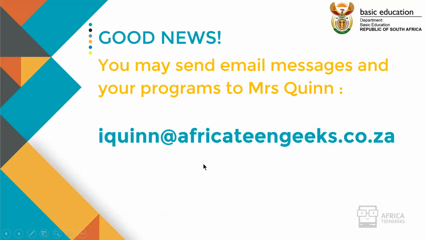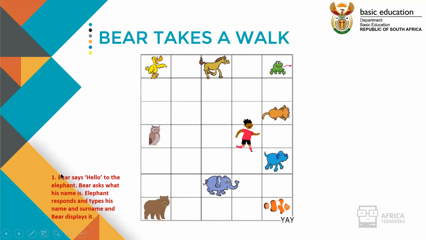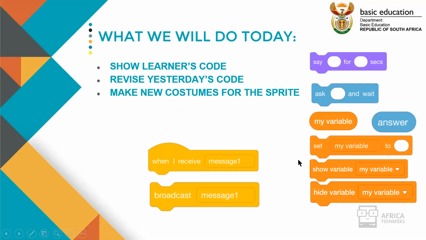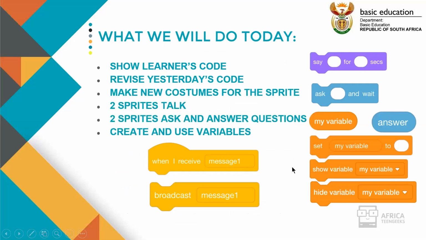Click on the hand. There's the email address. And this is what we're going to do today. Rule number 1, Bear's going to walk to elephant and say hello and ask questions. Revise yesterday's code, make a new costume. Two sprites going to talk to each other and ask questions and answer the questions. And hopefully we can get to create and use variables as well. So that is my plan, and let's hope we can get to all of those things today.